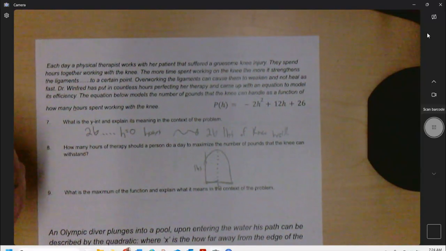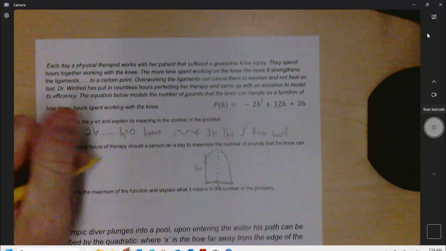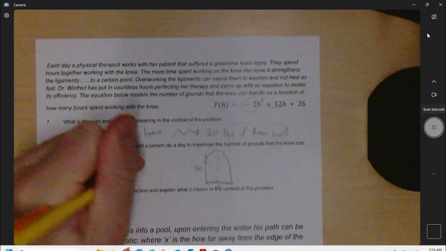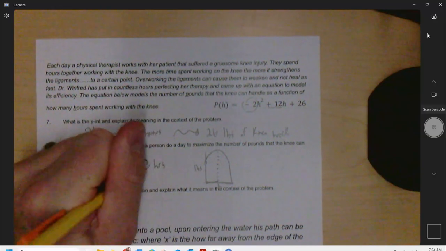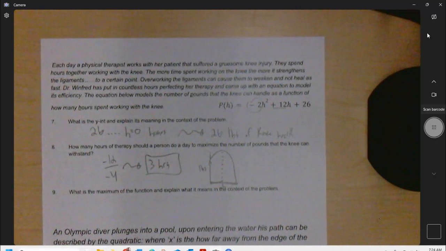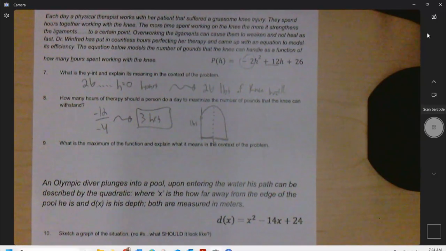How do we find the AOS? Again, thank you or thank you very little, Candyland. It's negative b over 2a. I'm going to change the sign on b. That's my definition. I'm going to double a, and then I'm going to divide them. If I divide them, I get 3 hours. 3 hours is the perfect amount of PT to get the maximum amount of weight that my knee can handle.